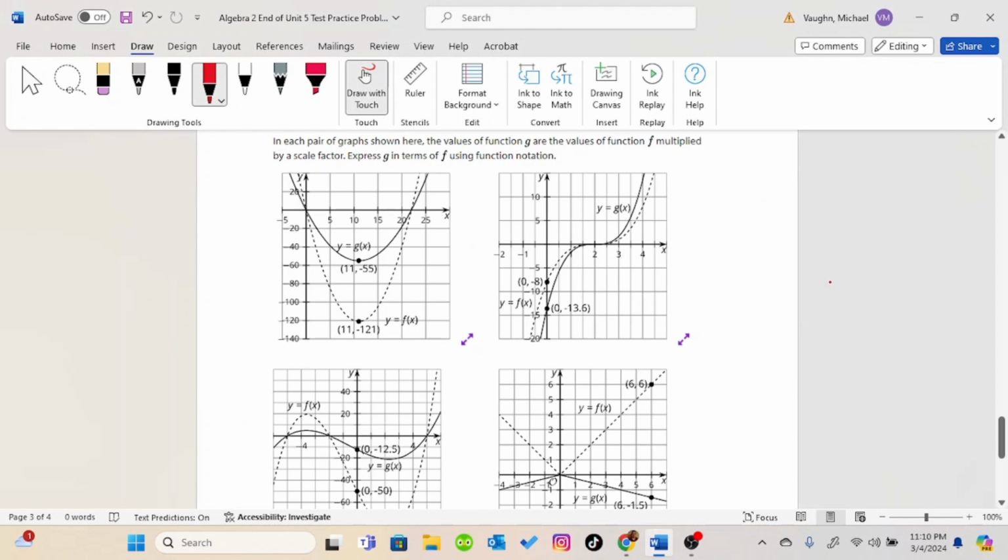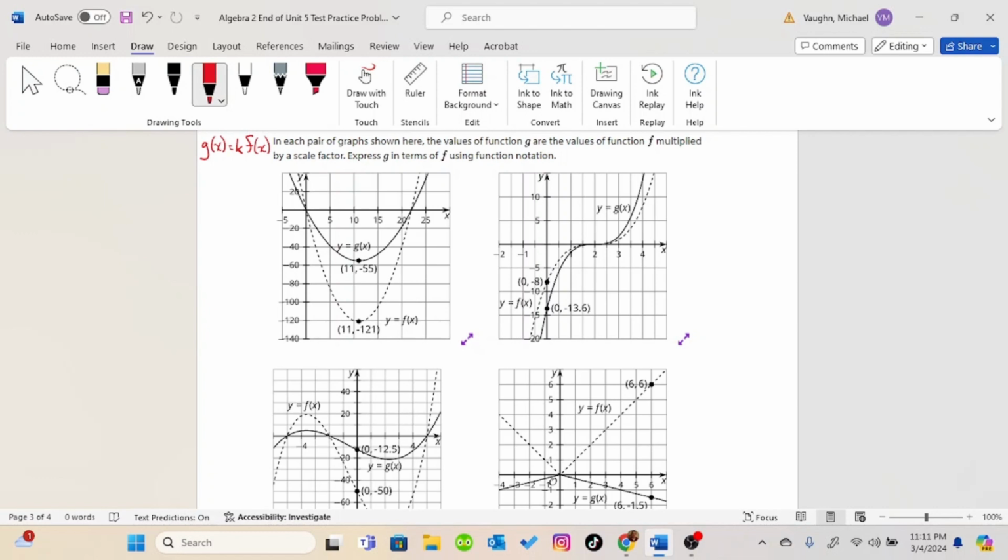In each pair of graphs shown here, the values of function g are the values of function f multiplied by a scale factor. Express g in terms of f using function notation. So these are vertical scalings. So we would normally say that g of x equals k times f of x.